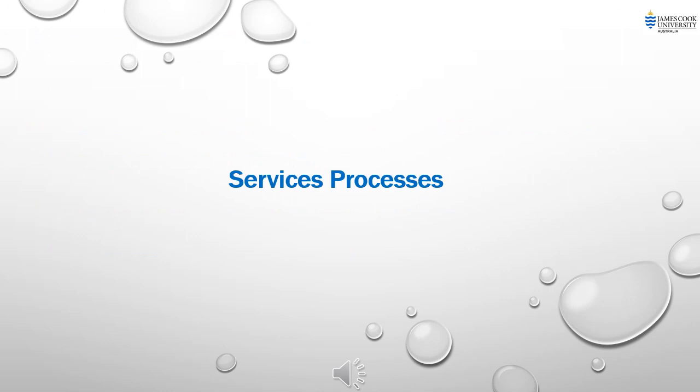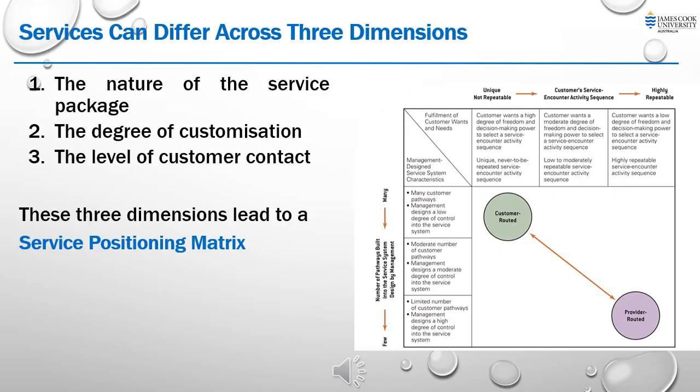Now, the service processes are different, and we need to understand those. So the services can be different in three dimensions: the nature of the service package, the degree of customization, and the level of customer contact. A good example that we can look into is, for example, your mobile phone customer service.